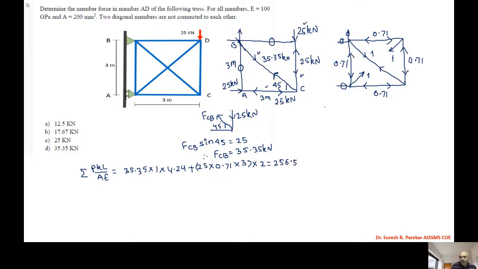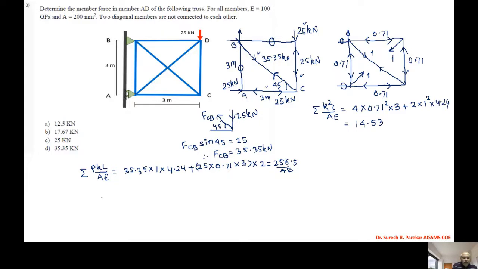Now we will find summation K square L upon AE. So here we have upon AE, summation K square L upon AE. Now we have 4 times 0.71 square into L, which is 3, plus we have 2 diagonals into K square and L, which is 4.24. And when we solve this, we are going to get this value, 14.53.